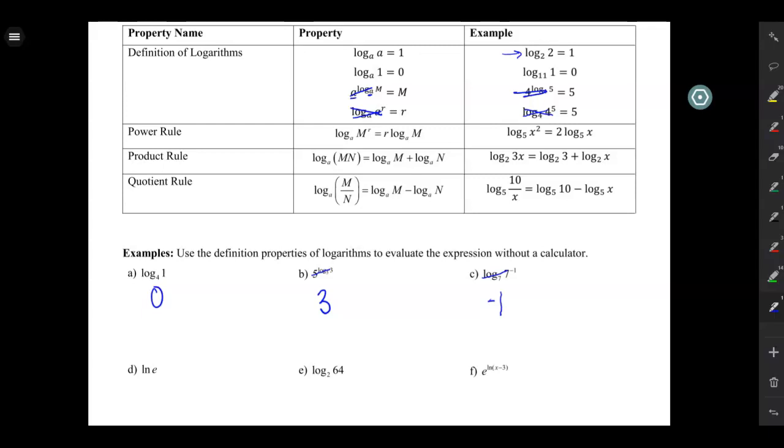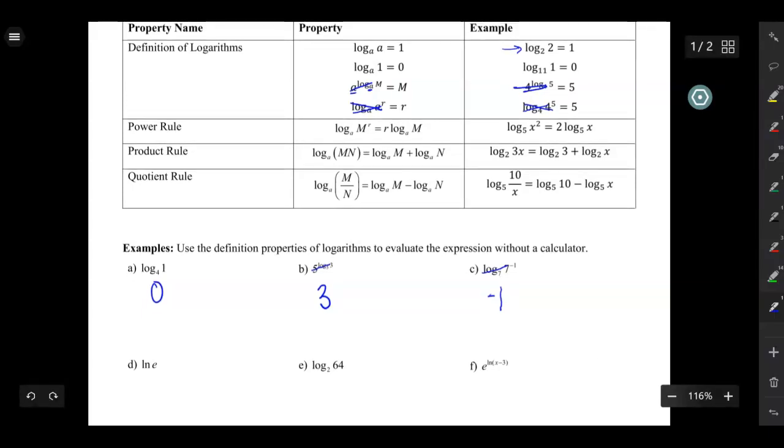All right, the next one says the ln of e. So before we start thinking about this one, let's remember what the ln is. Remember that the ln is the same thing as saying log base e of e. And that looks a lot like our very first property up here in the table. Log base a of a is always equal to 1. So this whole logarithm just evaluates to 1.